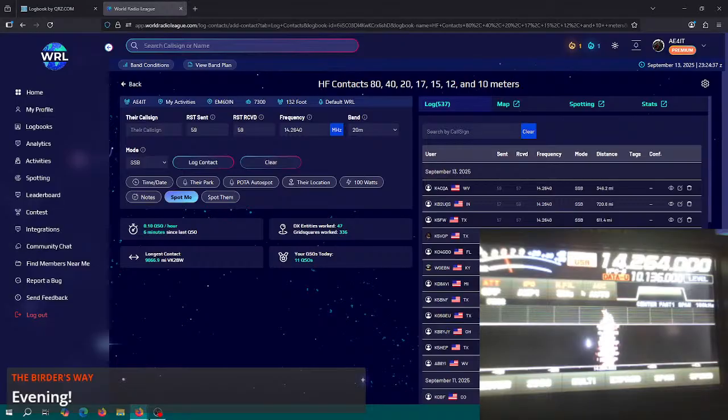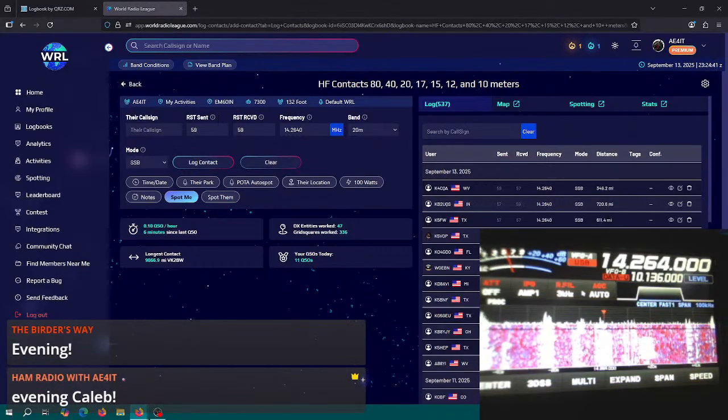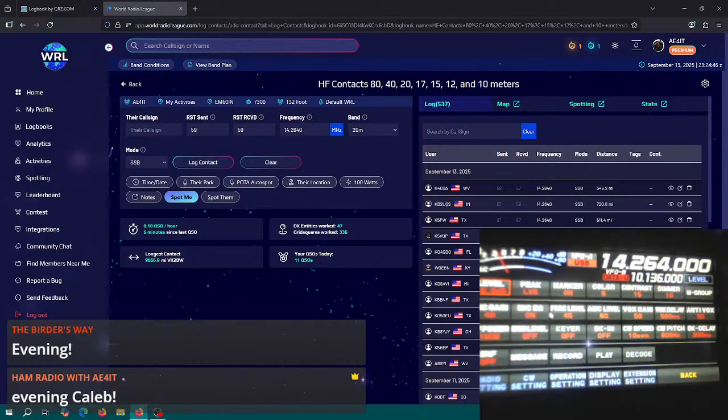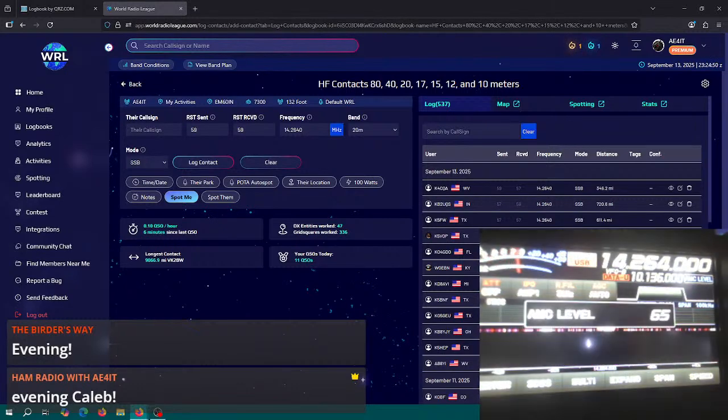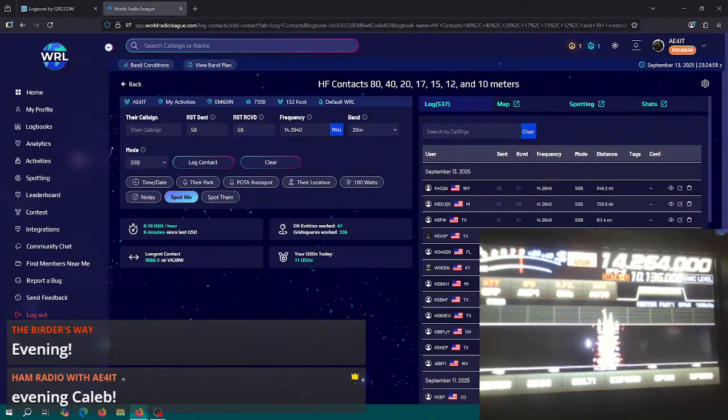Calling CQ 20, CQ 20 meters. Calling CQ, CQ, CQ. This is Alpha Echo 4 in Yatango, Alpha Echo 4 in Yatango. Calling CQ, CQ, CQ, and standing by for any calls.